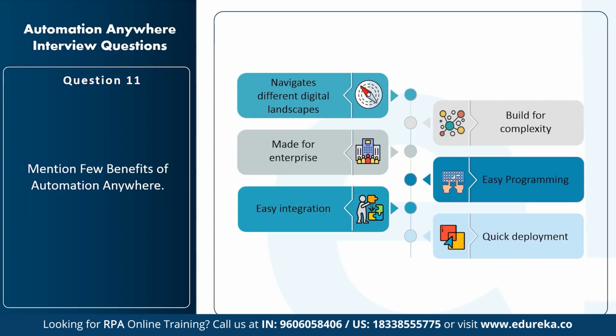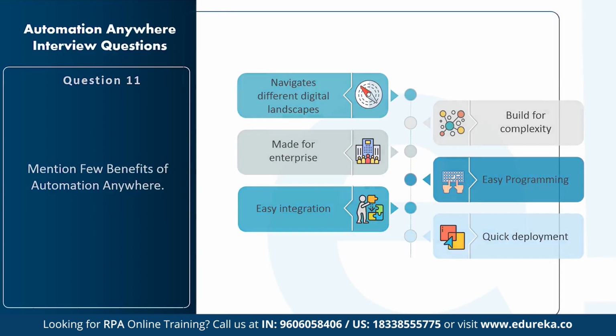So when I say easy for programming, I mean that it supports the front end and does not involve complex programming. So even any non-IT professionals can work on this tool definitely. And coming to the next benefit, that is easy integration. So this tool can be easily integrated with other systems and is platform independent. So you can integrate this tool with any platform that you wish to. And finally, coming to quick deployment, Automation Anywhere provides features like drag and drop and also has a friendly interface with the help of which it offers quick deployment. So guys, these were the various benefits of Automation Anywhere.